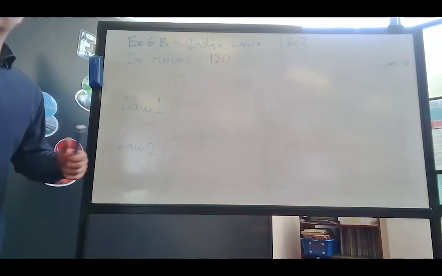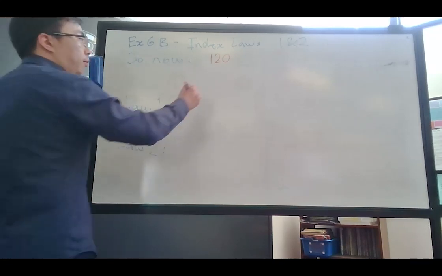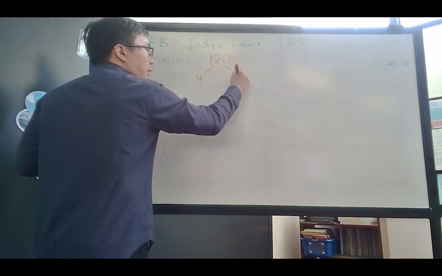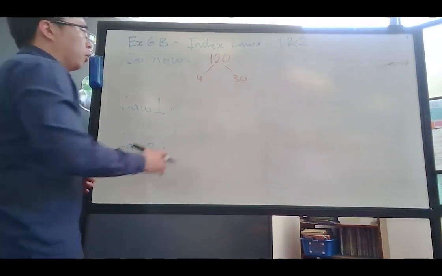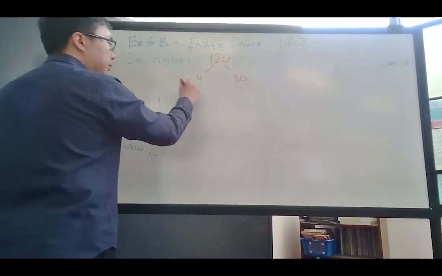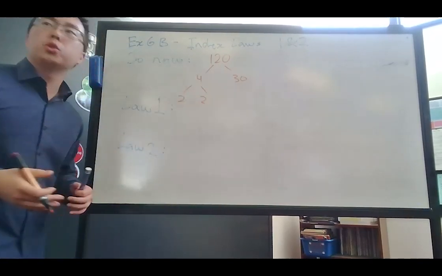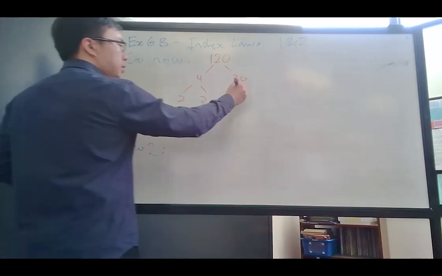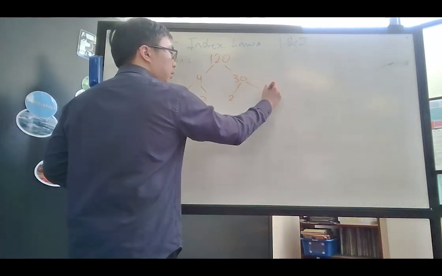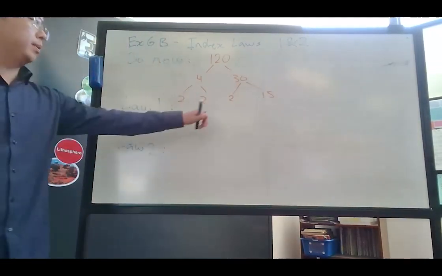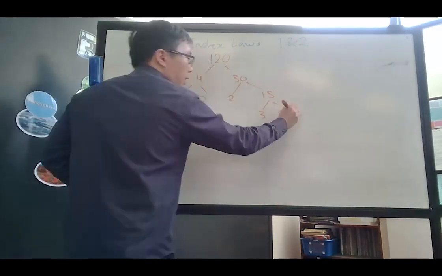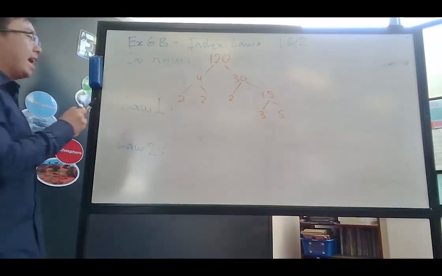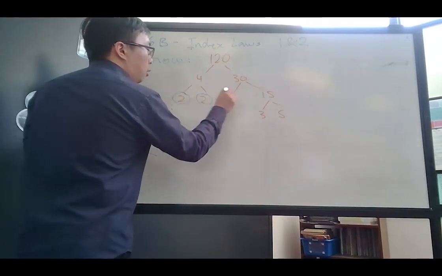Just to be different, I'm not going to use 2. I'm going to use 4 and 30. Your answer should be the same regardless. I know that 4 splits into 2 and 2, as in 2 times 2 is 4, easy. I know that 30 splits into, for example, 2 and 15. I can't split 2 up anymore, so I'm going to do 15. I know that splits up into a 3 and a 5. And you'll notice that all the ends of my tree are prime numbers.